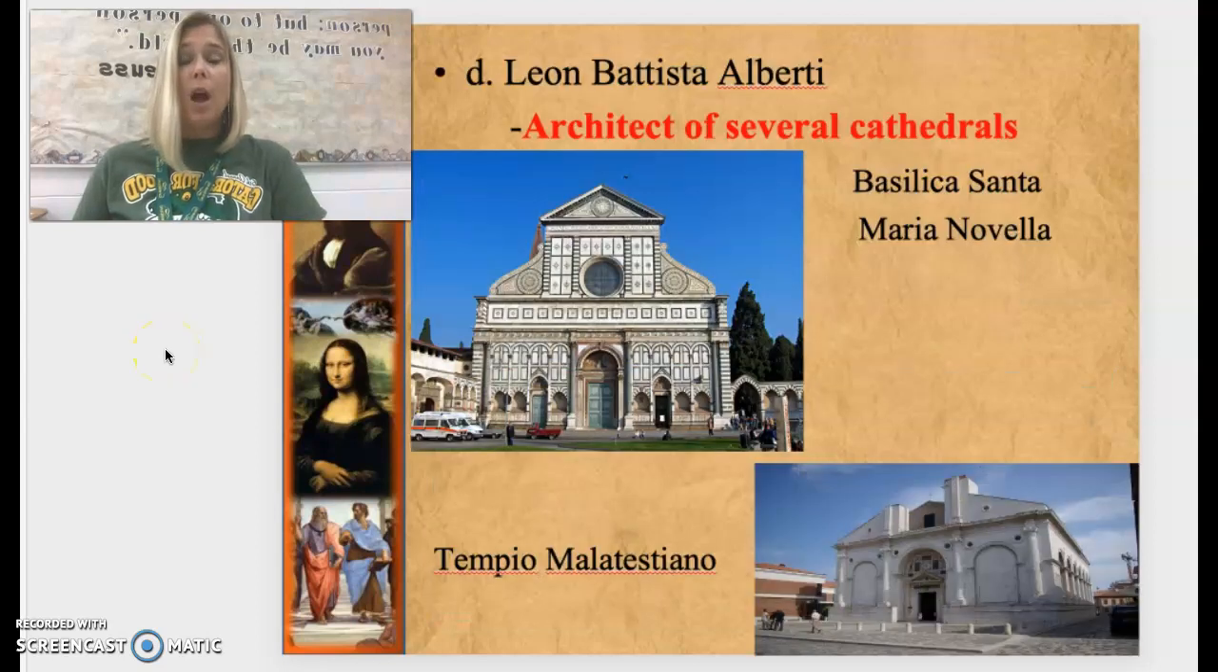Another example of a well-known architect of the Renaissance period is Leon Battista Alberti. And all you have to know for him is that he is the architect of several cathedrals that are throughout different parts of Italy. So you can see one here and another here. So that is what he is best remembered for, a lot of his work with cathedrals.